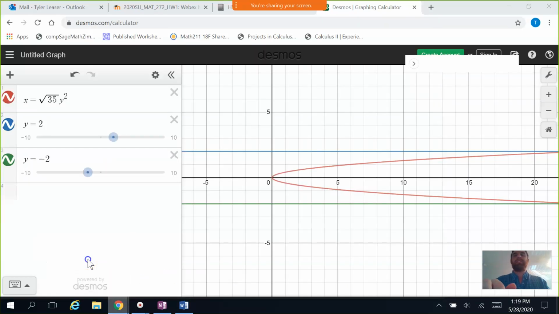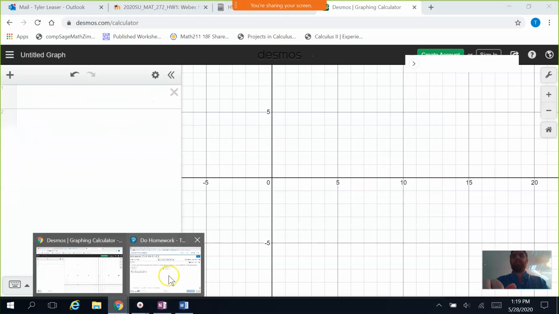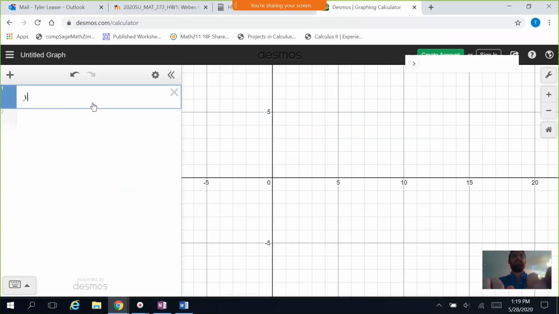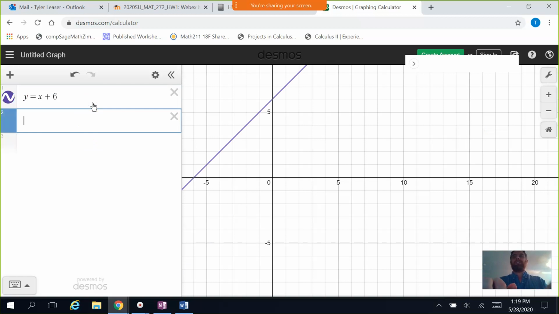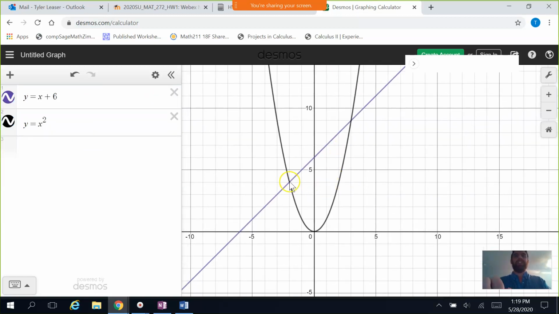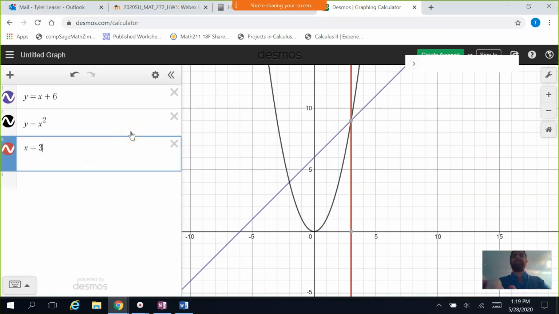So I'm going to go in Desmos again to graph these. So we have the 2 equations and then the axis of rotation. So y equals x plus 6. We also have the parabola y equals x squared. So there's my region that we're going to be revolving. First, we're revolving that around the line x equals 3, which is this red line here. So we're going to be revolving it to the right to make our solid.